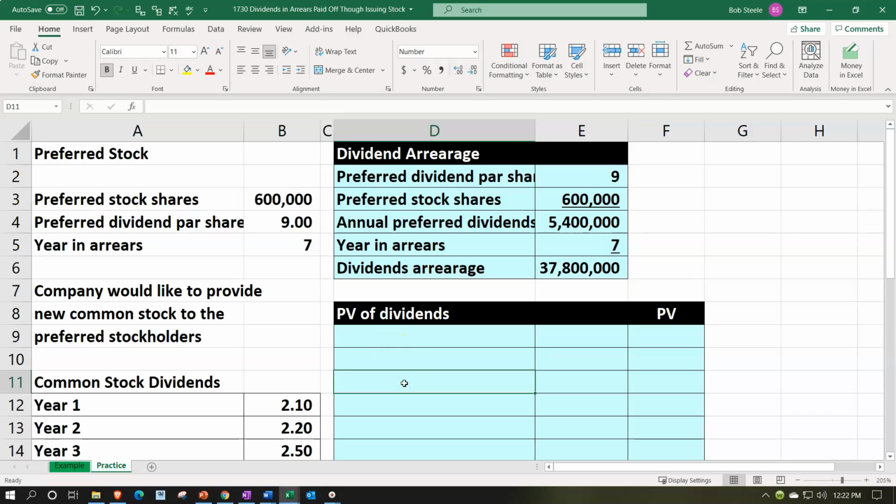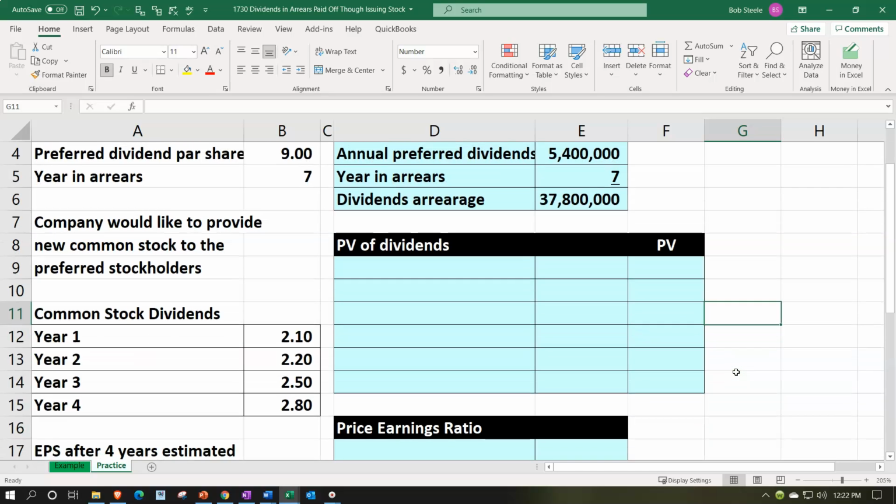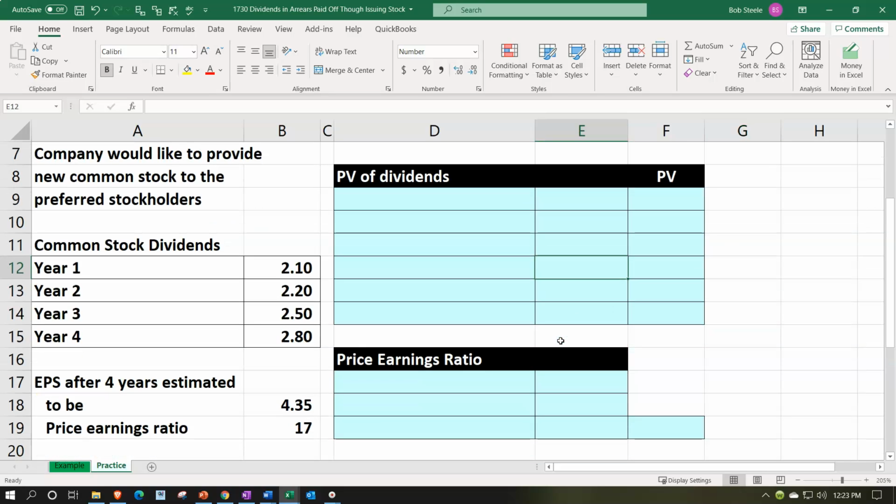So we're going to say, okay, that's kind of a lot. We can't really pay it in cash. And our common stockholders want to get some dividends and they'd like us to pay this off so we can give them some money. So how about we issue stock to pay off these dividends? Would that work? So we're going to come up with a plan and see if we can do that. So the company would like to provide new common stock to the preferred stockholders.